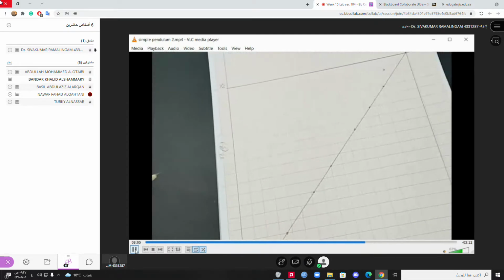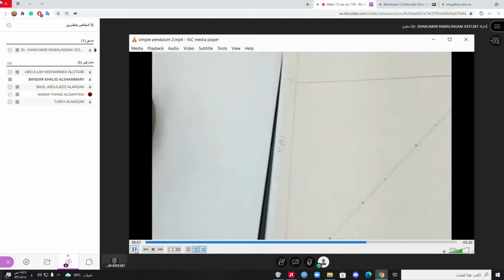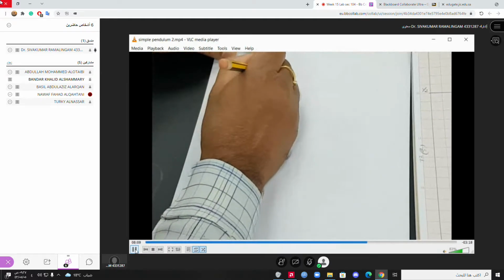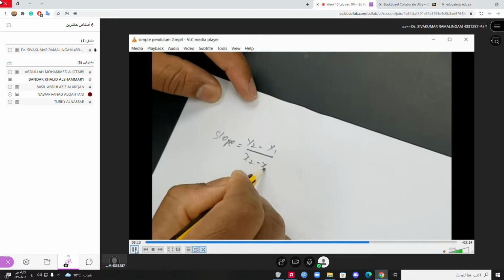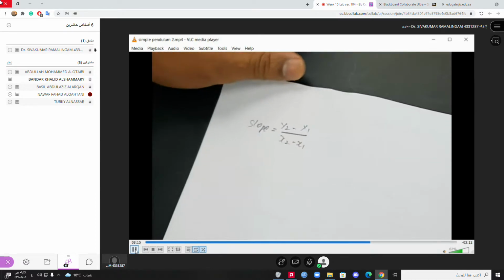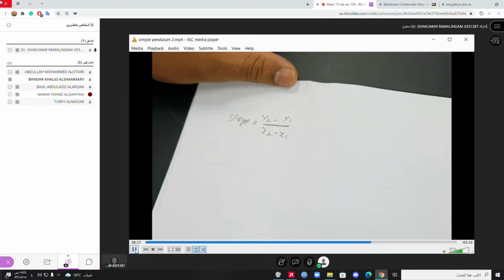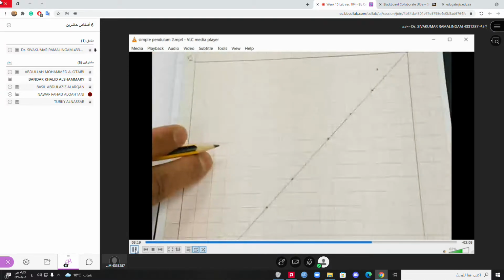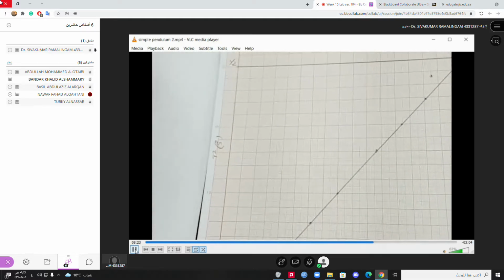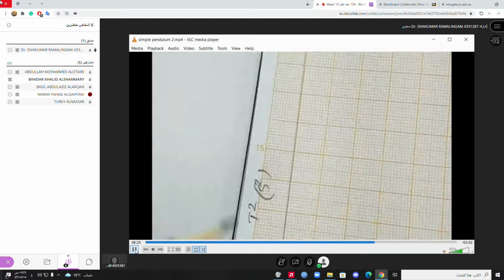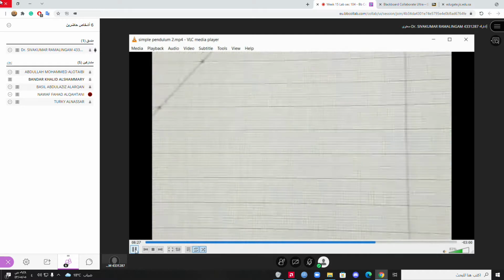Now I'm going to calculate the slope. The slope is equal to y2 minus y1 by x2 minus x1. You can substitute the x1, x2 values and y1, y2 values from the graph. Then I want to calculate the unit. The unit of the y-axis is second square. The unit of the x-axis is centimeter.